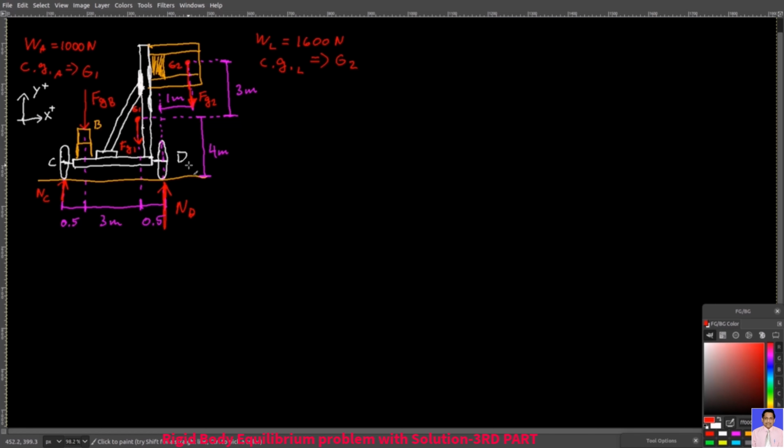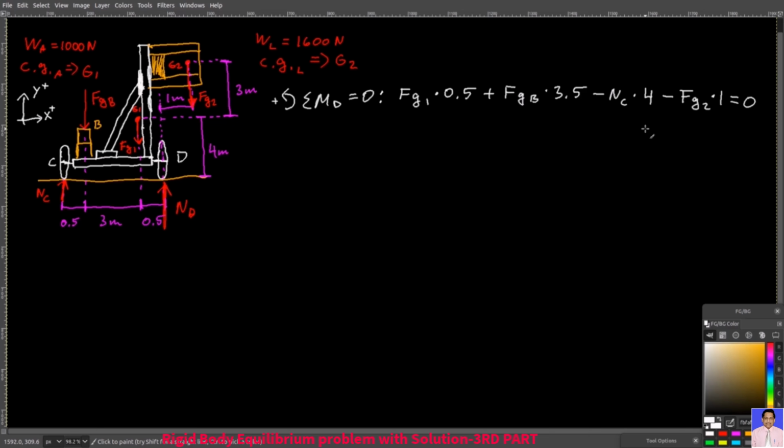Now here's the thing. To find the smallest Fgb that you need to keep it stable, the sum of the moments about point D needs to be 0 newton meters. So the sum of the moments about point D will give you this equation. If your Fgb is the smallest allowed force, then the wheel at point C is about to detach from the ground. So there is no normal force there. Thus, this term here is 0.